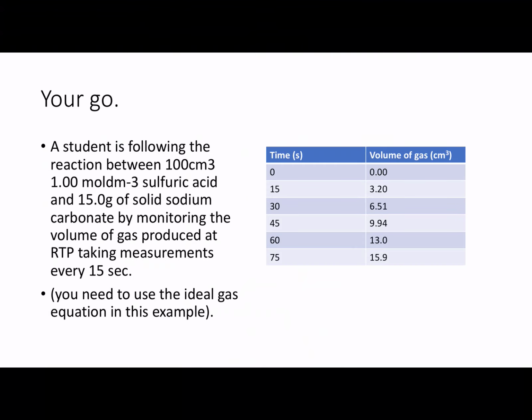Okay, I would like you to have a go now. Okay, so we've got a student following the reaction between 100 centimetres cubed of 1.00 moles per decimetre cubed sulfuric acid and 15 grams of solid sodium carbonate by monitoring the volume of gas produced at room temperature and pressure, taking measurements every 15 seconds. To get the best possible answers, you're going to need to use the ideal gas equation, so that's good revision of Miss Forbes' work.